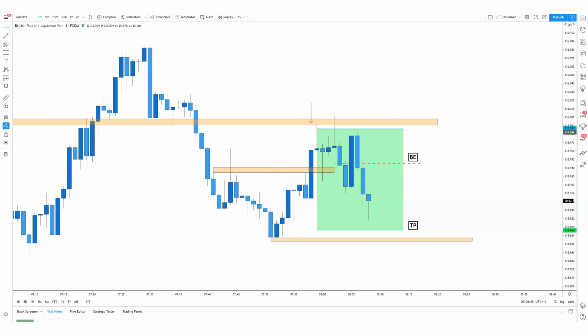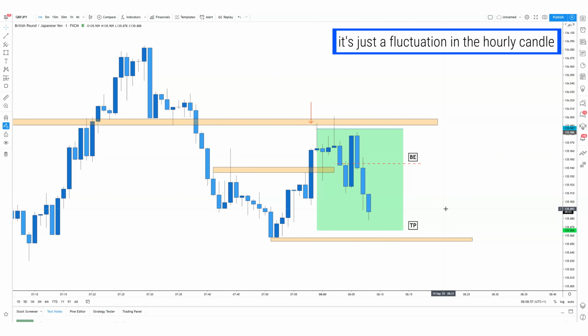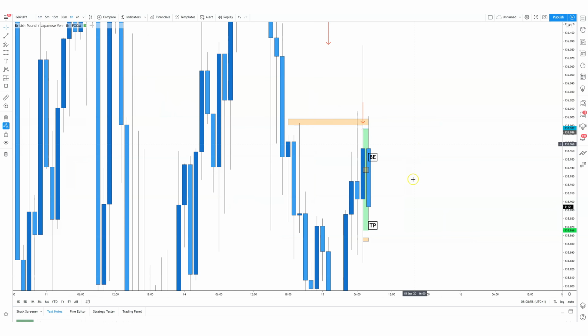So guys, when you see price doing this and bouncing up and down, don't fret, okay? This is the 1 minute time frame, so a lot of these movements you're going to see is just a fluctuation in the hourly candle. We know that the hourly candle right now is pushing bearish, and what we expect this candle to do is continue pushing bearish no matter what.